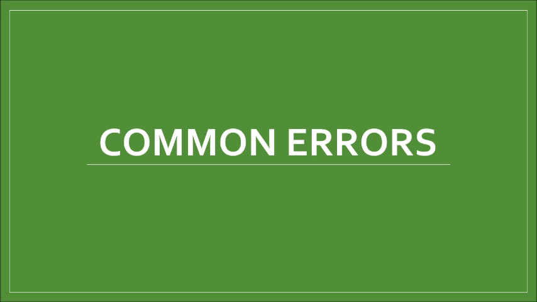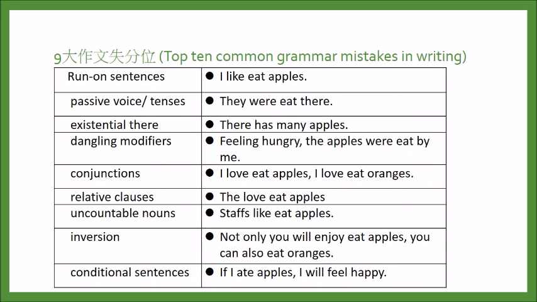Now, let's talk about some common errors in IELTS writing task 2. For example, you may have loads of run-on sentences. What is a run-on sentence? A run-on sentence means that you use a lot of commas and then you don't change the tense properly. And then another example is passive voice.